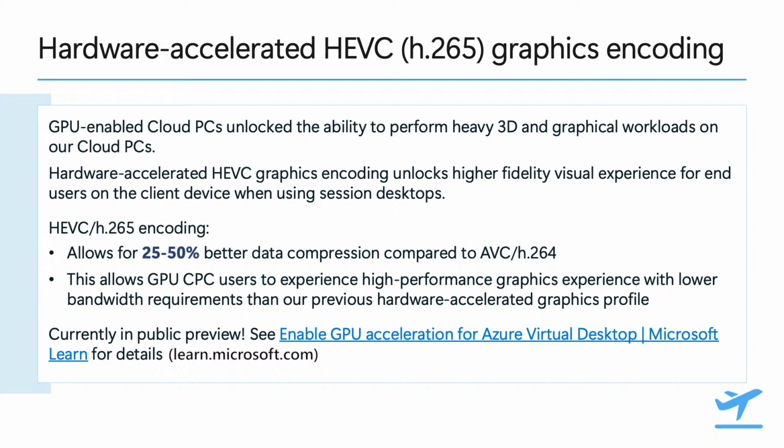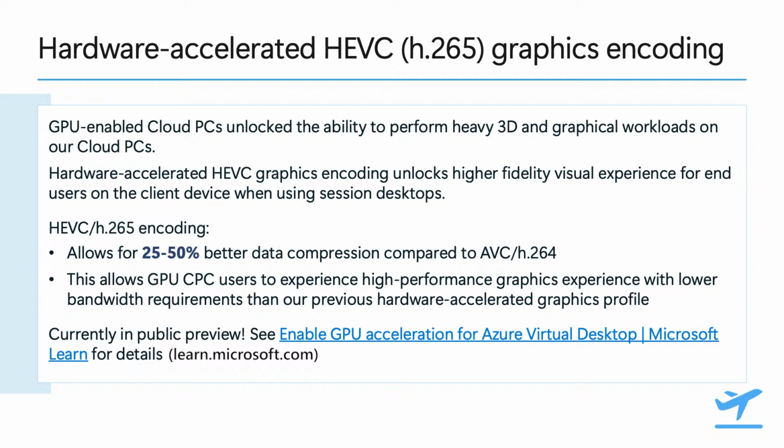Along with unlocking those graphical workloads on the host machine, these GPU-enabled remote machines were also able to take advantage of hardware-accelerated graphics encoding using, at the time, the AVC codec. This resulted in improved latency and responsiveness by using the dedicated host GPU to perform graphics encoding instead of a CPU-based software encoder. Last fall, we went into public preview with the next iteration of our hardware-accelerated graphics encoder using the more efficient HEVC or H.265 codec.